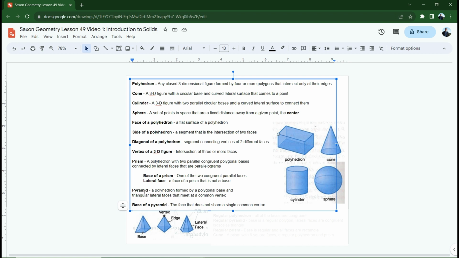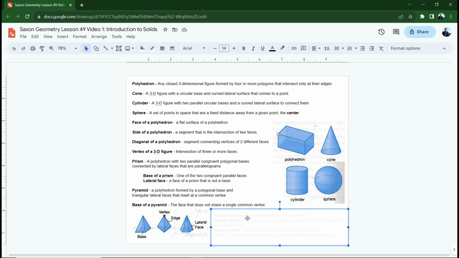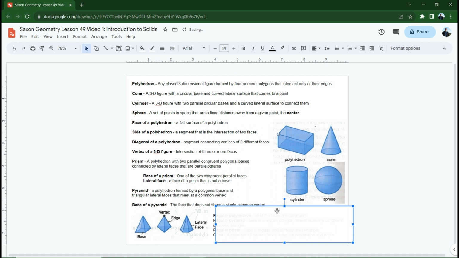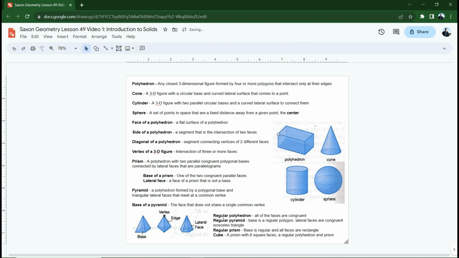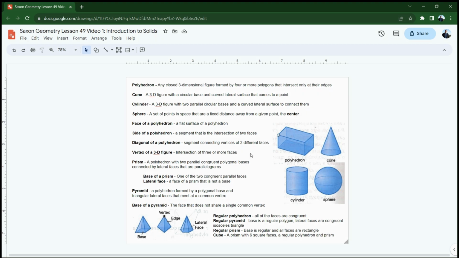And then let's see. The next thing we're going to talk about is a regular polyhedron. If something is a regular polyhedron, that means that all of its faces are congruent to one another. The only possible regular polyhedron that's a pyramid is a triangle because it has to have the same number of sides and be congruent to all of the other faces that make up our pyramid.